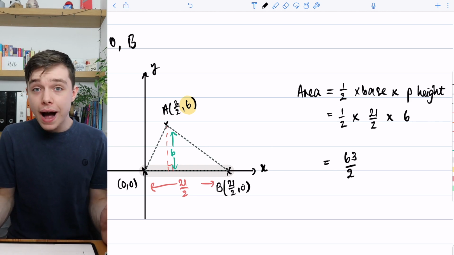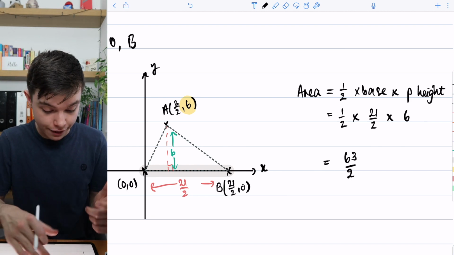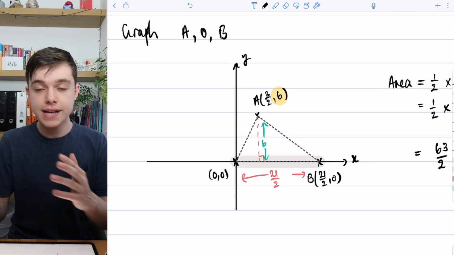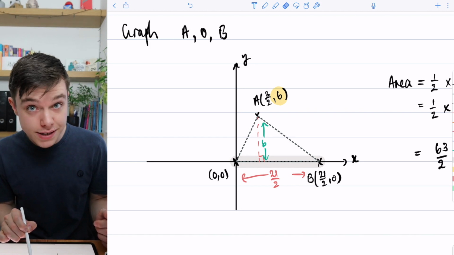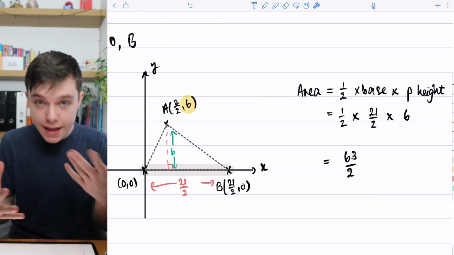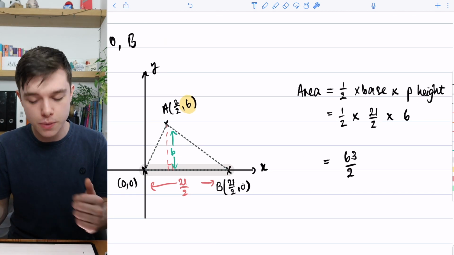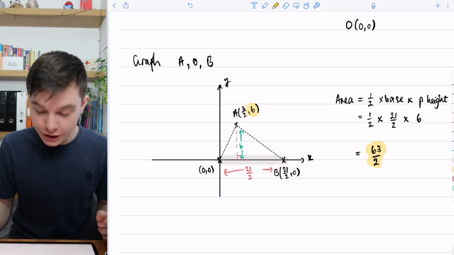Okay, we don't have any units here because we don't have any units on the graph. Okay, if we maybe said one step to the right is a centimetre, then this would be 21/2 centimetres. This here would be 6 centimetres. So then we'd have our area in centimetres squared. But we don't have that, so that is our final answer.